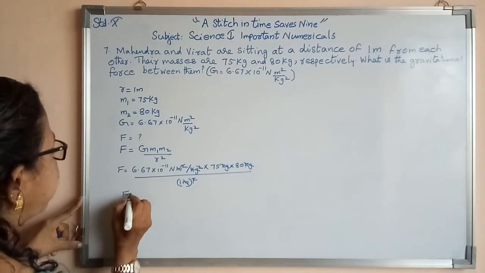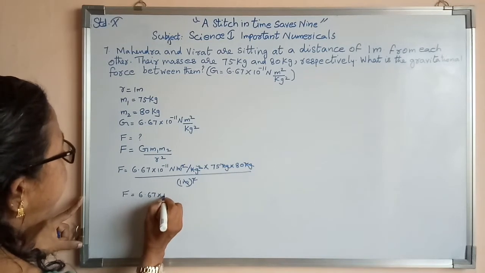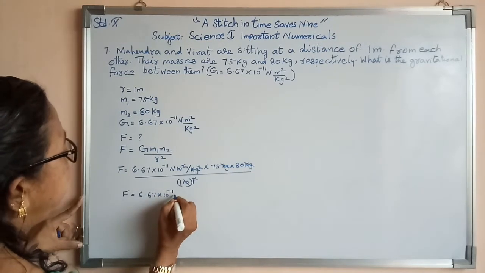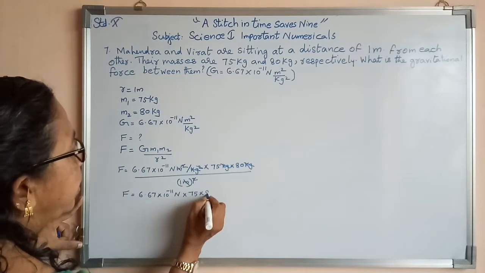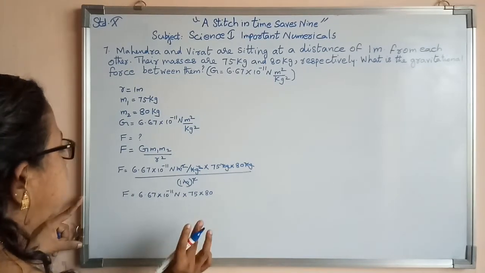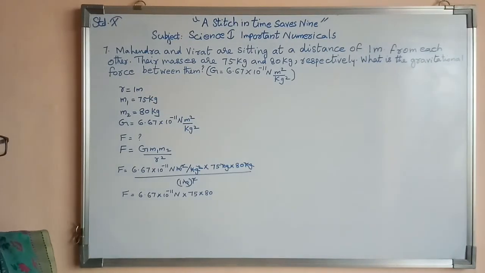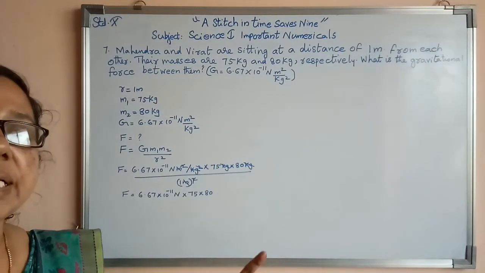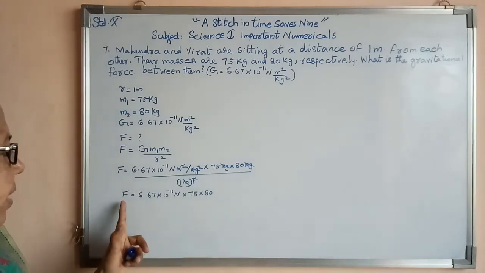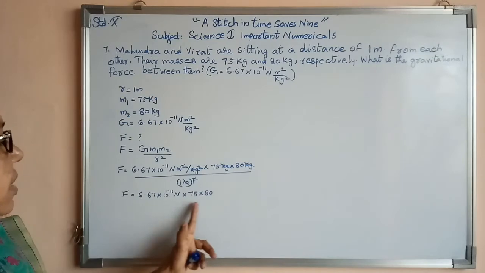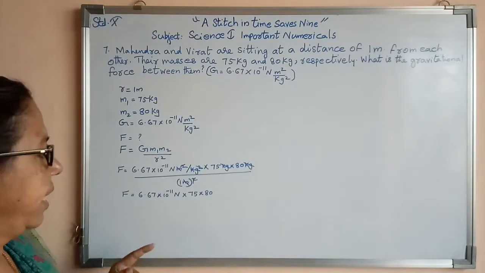Now F is equal to 6.67 into 10 raised to minus 11 Newton into 75 into 80. This we have to multiply, then we will get the answer of F. That means the force between both of them, or the gravitational force between them. To find that, all these values we have to multiply. Then that much in Newton will be the answer.